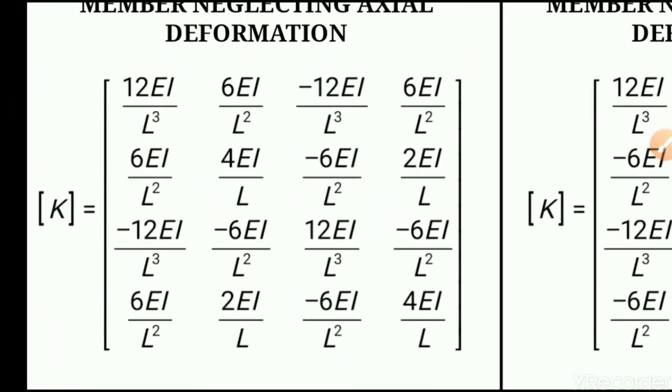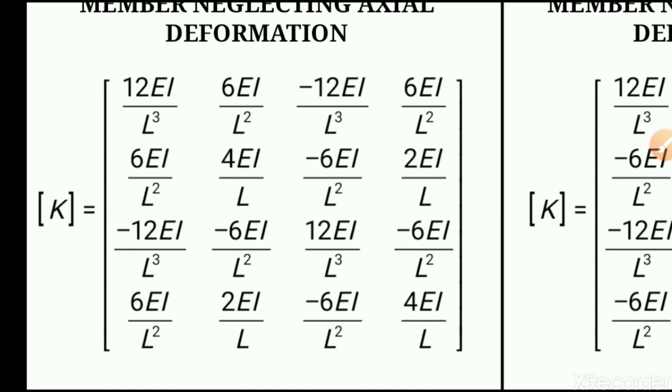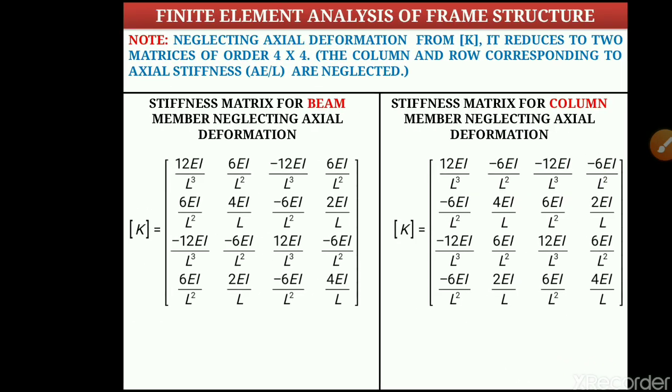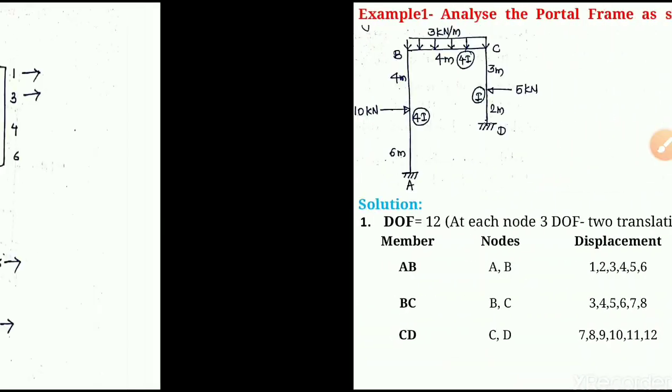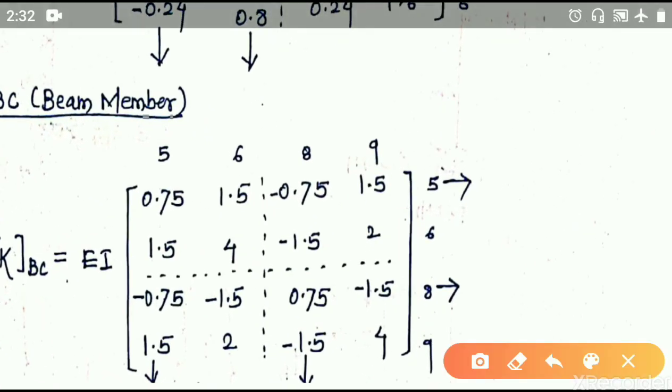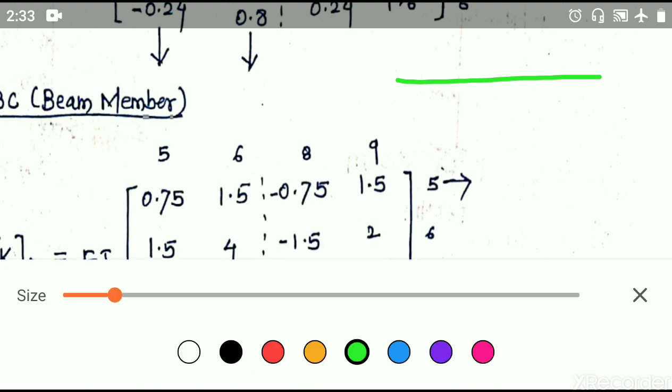Here this is the stiffness matrix of beam. Put L is equal to 4 meter and EI is equal to 4 times EI. You will get the stiffness matrix of beam element. This is the beam element BC. And now writing the displacement.